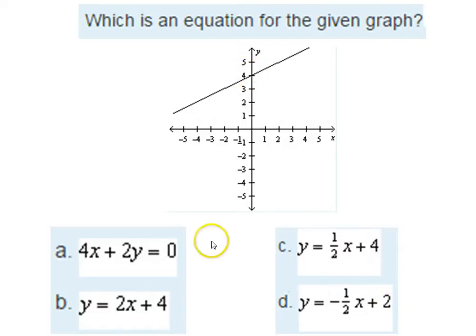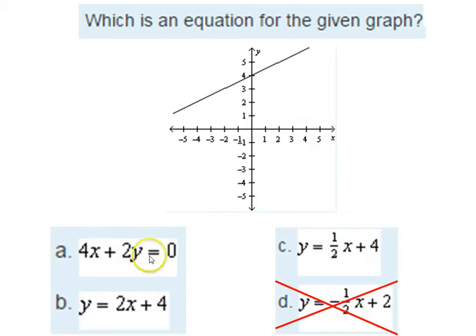So D cannot be an answer. So I'm going to eliminate D just because of what I know of slope-intercept form and what that means for a line on a graph. C and B both have y-intercepts of 4, so both of those could possibly be the answer. We're not sure exactly which one yet. We'll have to analyze the slope to answer that question.